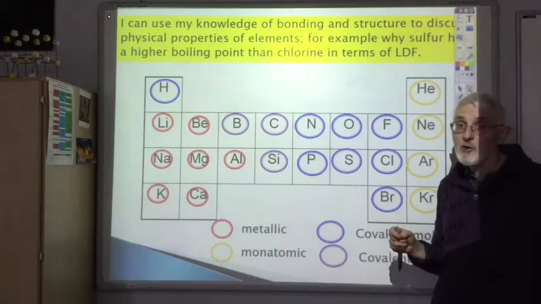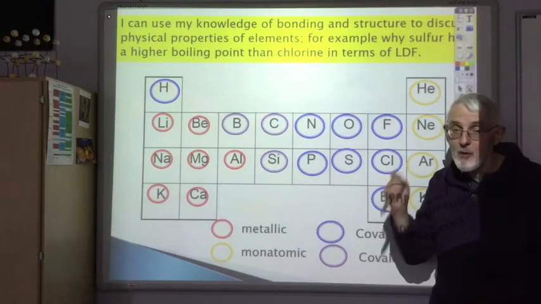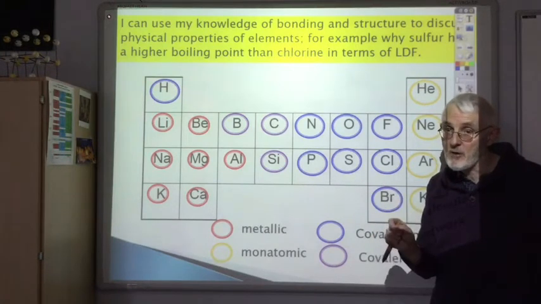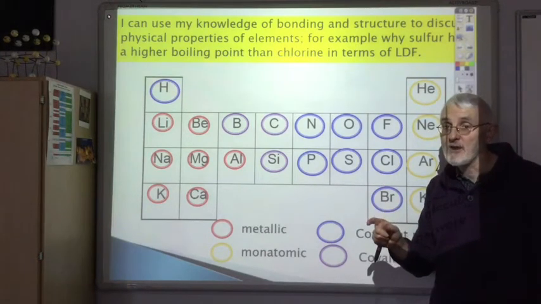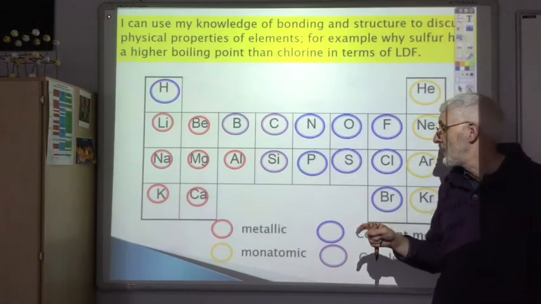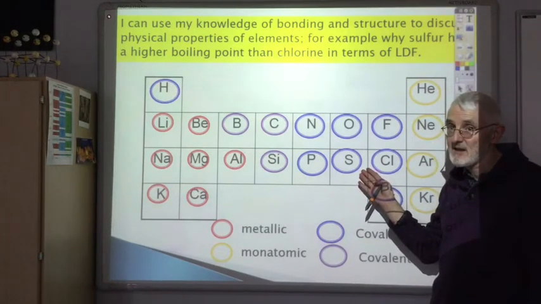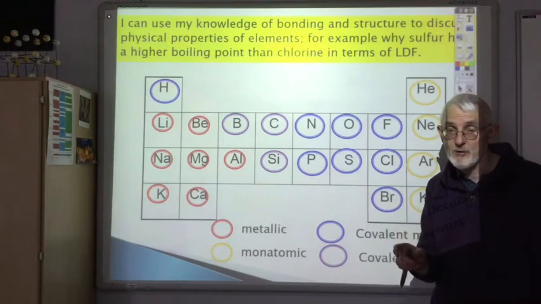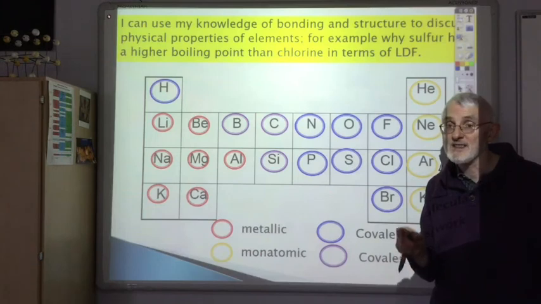Okay? And of course, when you're boiling a molecule, you're not breaking the strong covalent bonds within the molecule, you're breaking the relatively weaker intermolecular forces between the molecules. And in the case of elements, the intermolecular force is going to be London dispersion force, and it will depend on the size of the molecule in terms of mass.